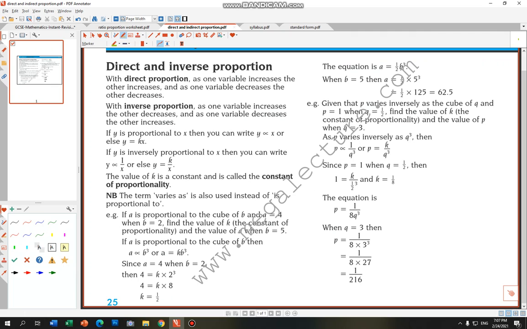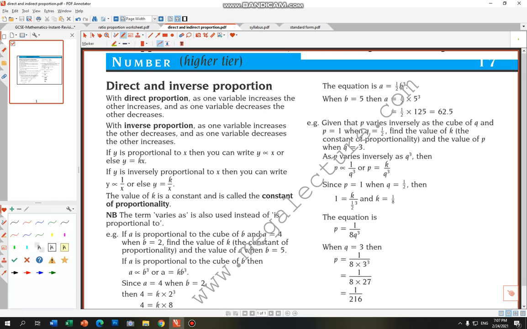Now my second video is direct and inverse proportion. So what is a direct proportion? As one variable increases, the other also increases, and as one variable decreases, the other decreases.